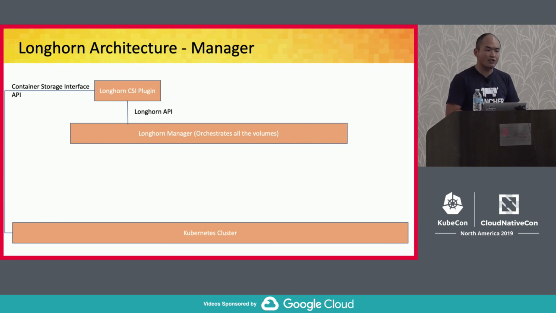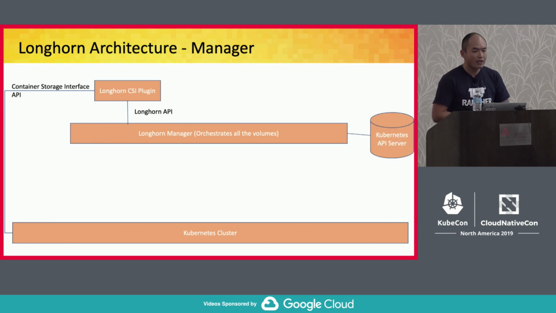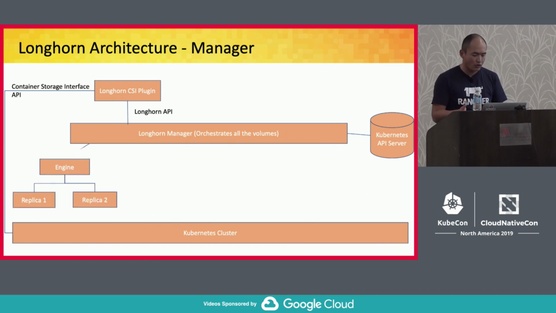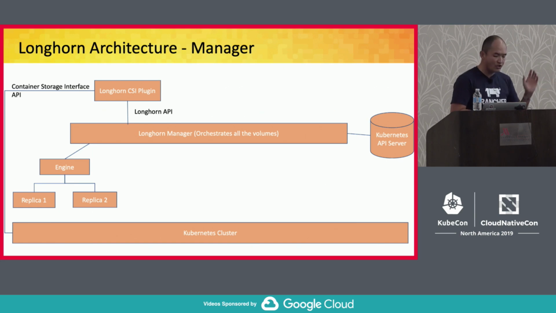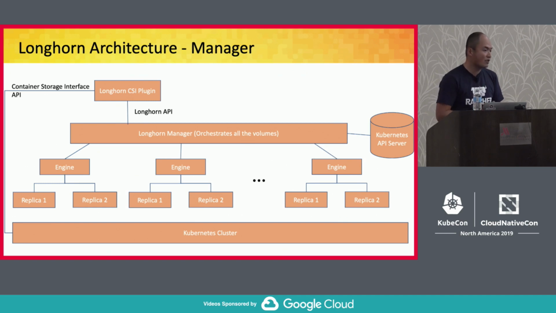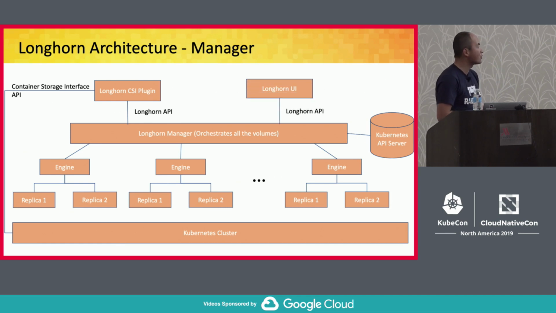In this case, Longhorn Manager is going to create a new volume CRD object inside the Kubernetes API server. And then another bunch of controllers inside the Longhorn Manager are monitoring the API server's response and see that, OK, there's a new CRD created, so I should create a new volume. So the manager inside Longhorn Manager is going to create the Longhorn engine and the replica, and then they will form a Longhorn volume. So if there are more requests to create more volumes, we simply follow the same flow.